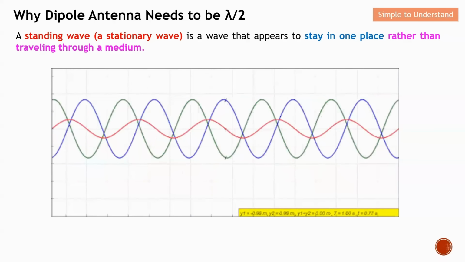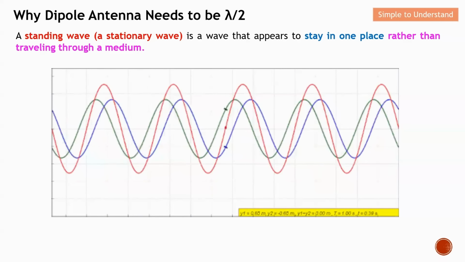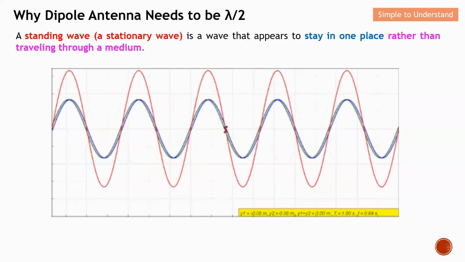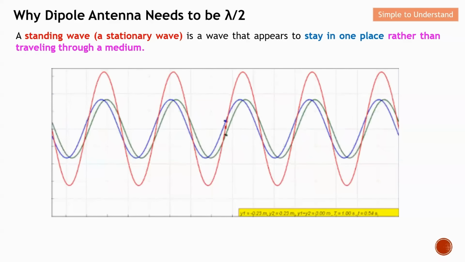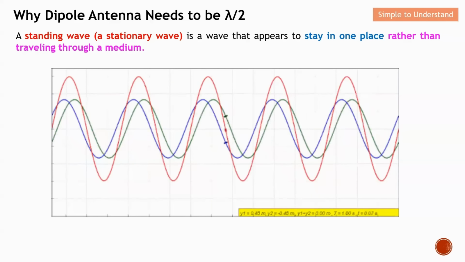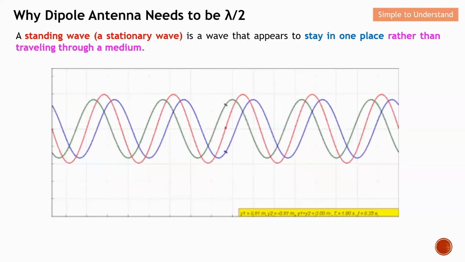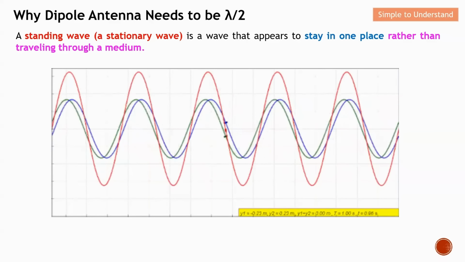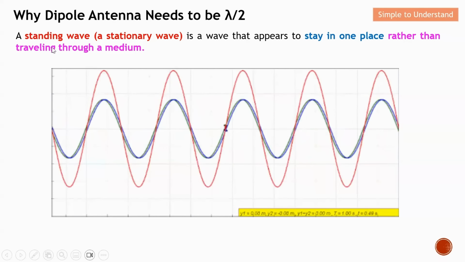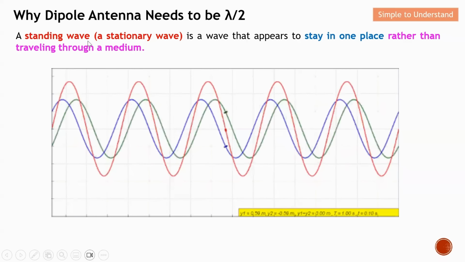In my previous video, I explained that the radiation from a dipole antenna is maximum in the direction perpendicular to the dipole antenna. So in this video, I'm going to explain why we need to have a standing wave.